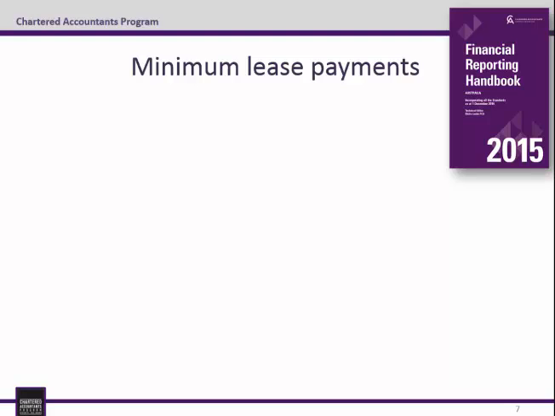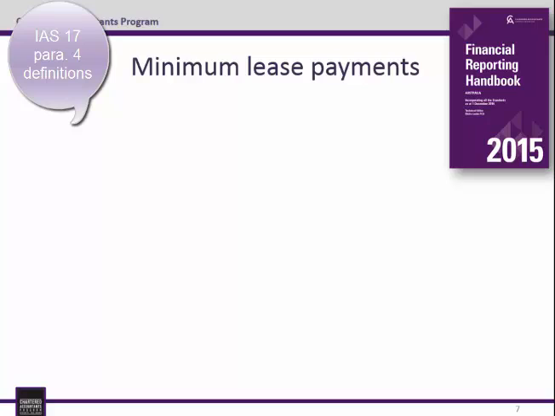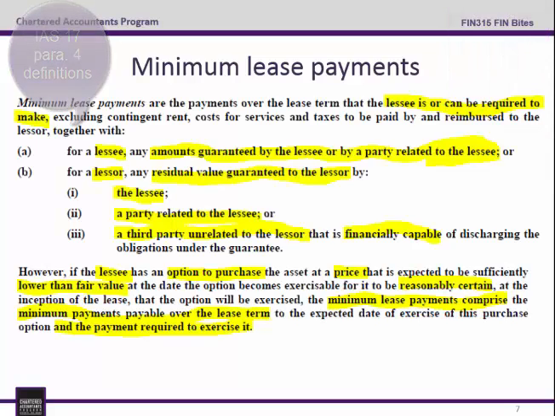Okay, let's start looking at some of these definitions in IAS 17 paragraph 4. Now, one of the key definitions is that of minimum lease payments. And what you'll see is that this definition differs depending on whether we're looking at it from the perspective of the lessee or the lessor. So firstly, we're saying that minimum lease payments are the payments over the lease term that the lessee is or can be required to make.